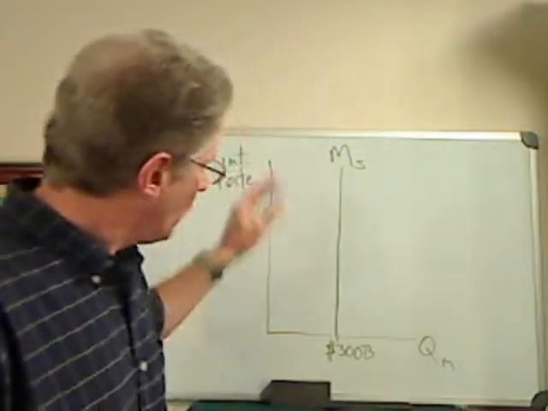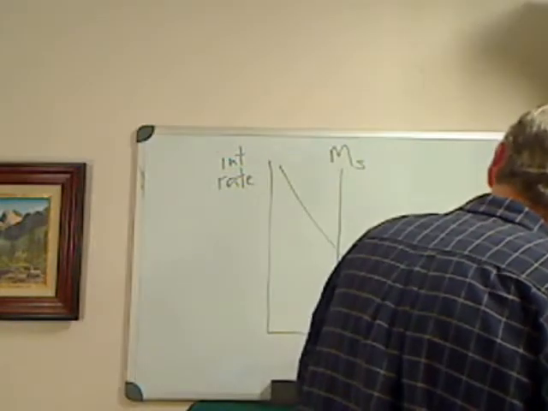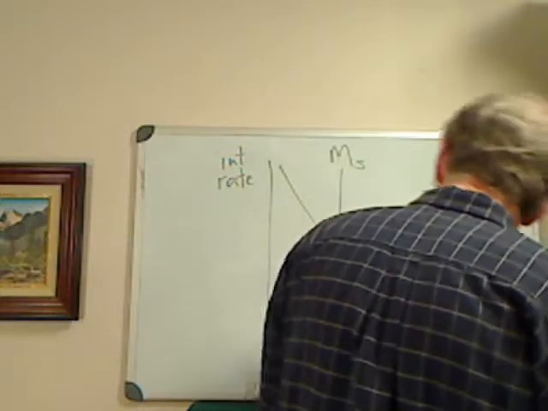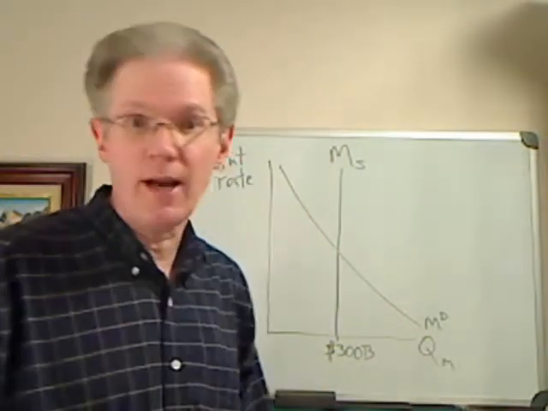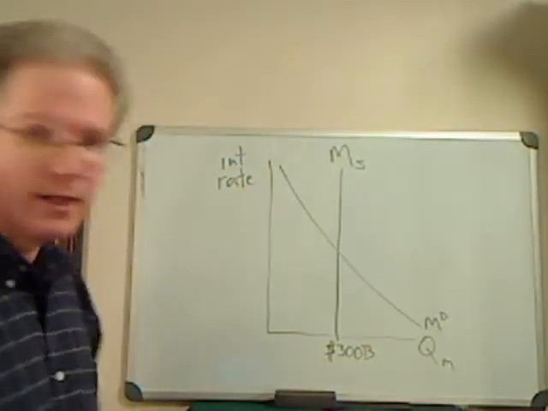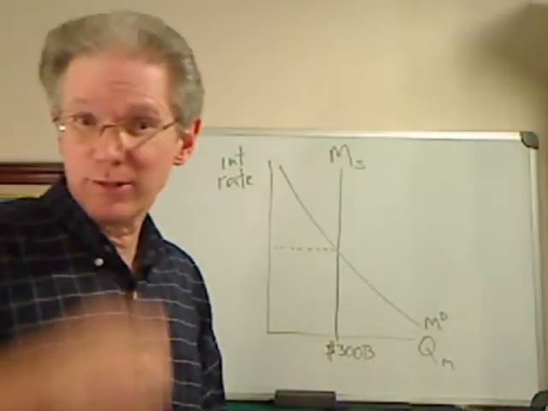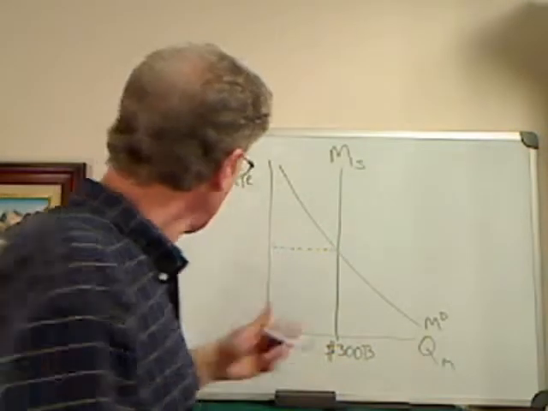Now, we have now said that the money demand curve is a negatively sloped line. Money supply curve is a vertical line. You can see those two intersect. Should not be surprised. This is an economics course, so what does an intersection represent? It represents equilibrium.